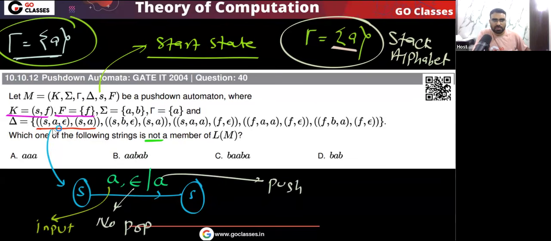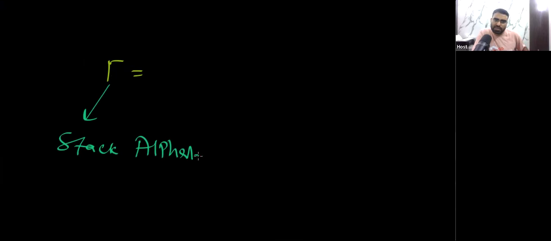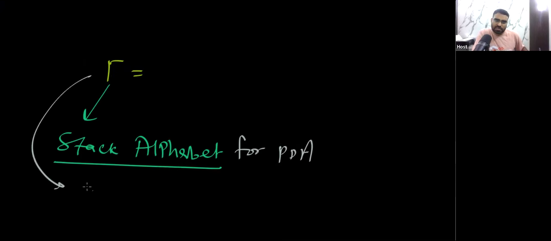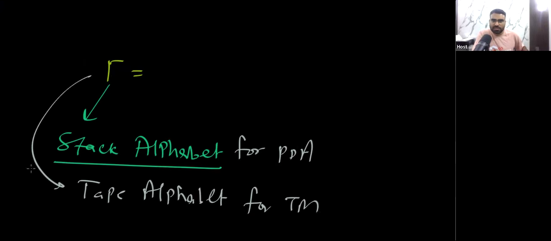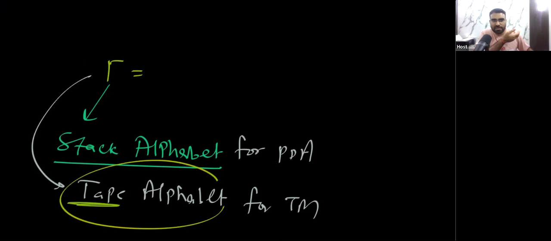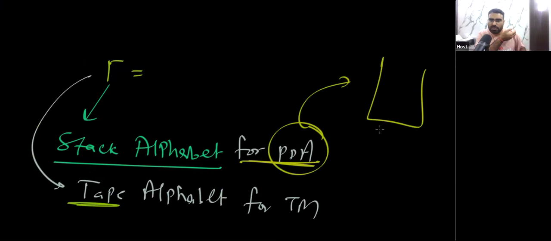I hope you understood. A student is asking, sir, is this the official symbol for stack alphabet? Yes, this is the official symbol for stack alphabet. This symbol gamma is used for the stack alphabet in PDA, pushdown automata. When you study Turing machines, in the Turing machine chapter, this will become the tape alphabet. So sometimes you can see I say tape alphabet, but actually I want to say stack alphabet. In the PDA there is a stack memory that you know.